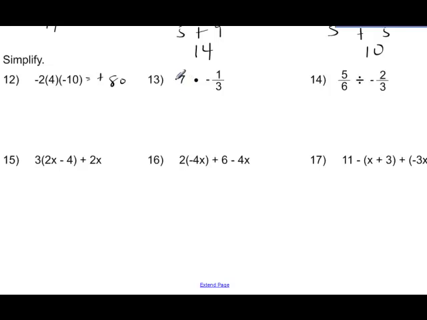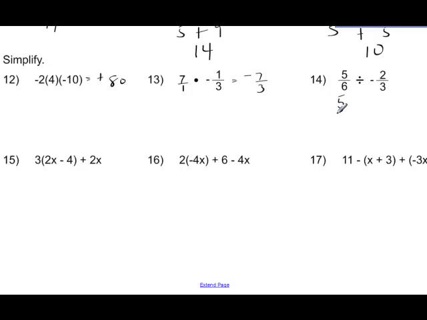Okay, here I have a positive times a negative, so I know my answer is going to be negative. When we multiply fractions, we simply multiply top times top, bottom times bottom, and simplify. And that already is simplified. So negative 7/3. Okay, I know when I divide fractions that I have to do same change switch.